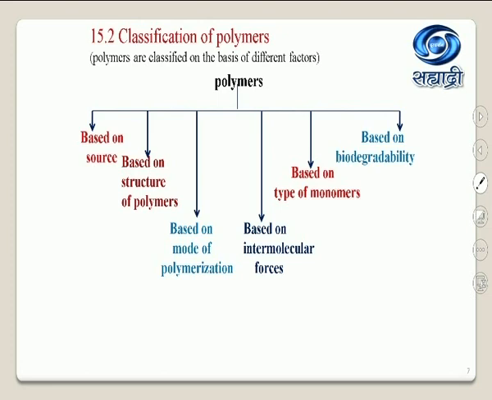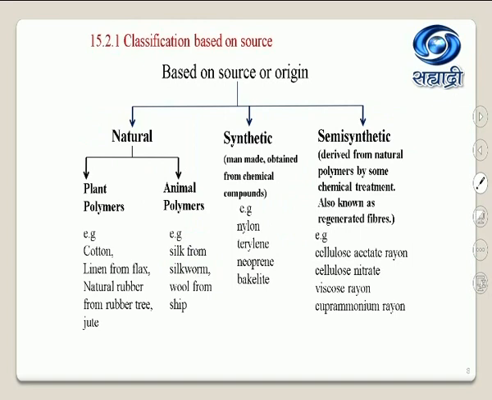These polymers are also classified on the basis of type of monomers because there are different types of monomers. If a polymer is made up of the same monomer, then it is known as a homopolymer, and if the polymer is made up of different monomers, then it is known as a copolymer. Lastly, polymers are also classified on the basis of biodegradability, whether that polymer is biodegradable or non-biodegradable. So let us see one by one.